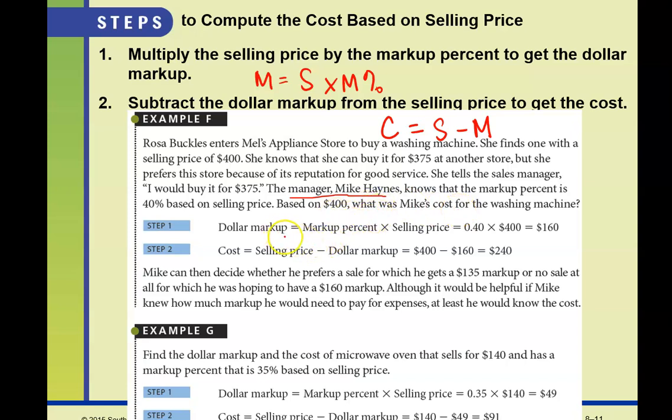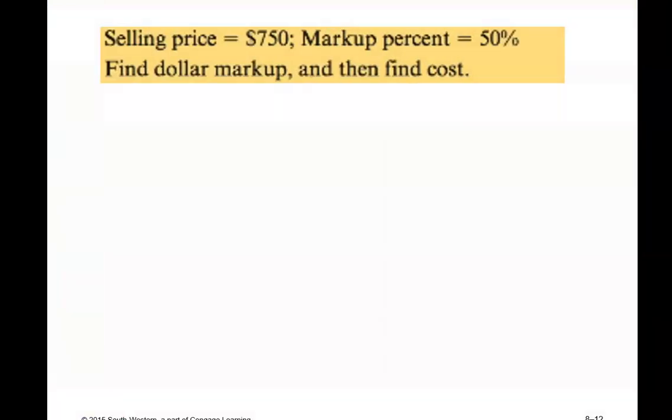To calculate the dollar markup, I'm multiplying the markup percent by the selling price. That gives me a $160 markup amount. And then the cost is the selling price of $400 minus the dollar markup amount, which gives me a cost of $240. So Mike's purchasing the washing machine from the wholesaler for $240, and then he's reselling it to the consumers for $400.